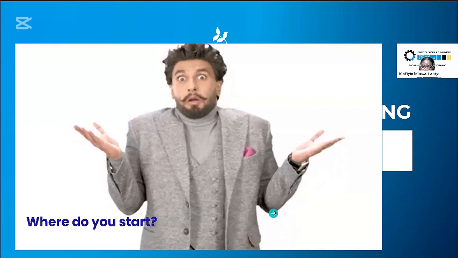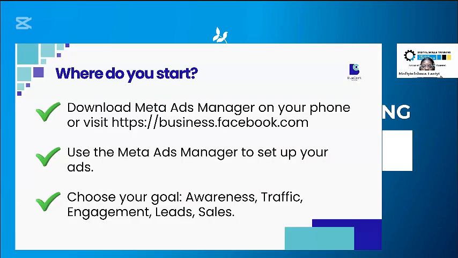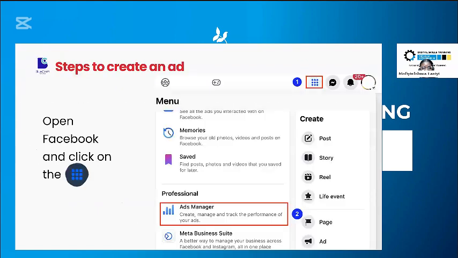I've seen your messages. All right, so where do you start when you want to run a Facebook ad? You can either download the Ads Manager on your phone, because I know most people are on their mobiles, or you can visit this link on your laptop, and I can show you another way to do it if you're on the Facebook platform. So you use the Meta Ads Manager to set up your ads. You choose your goal, which is what we've spoken about, and then whatever you choose will give you a longer list of options that you can now select. So let's go into it.